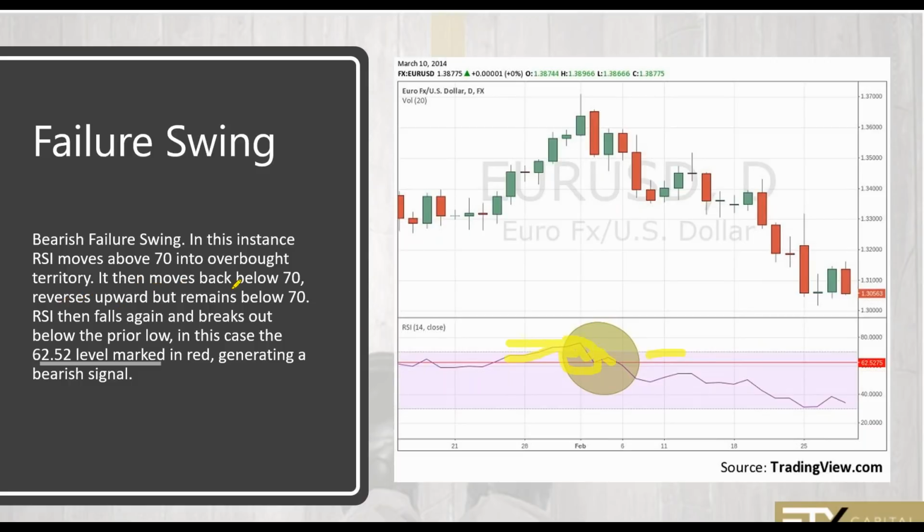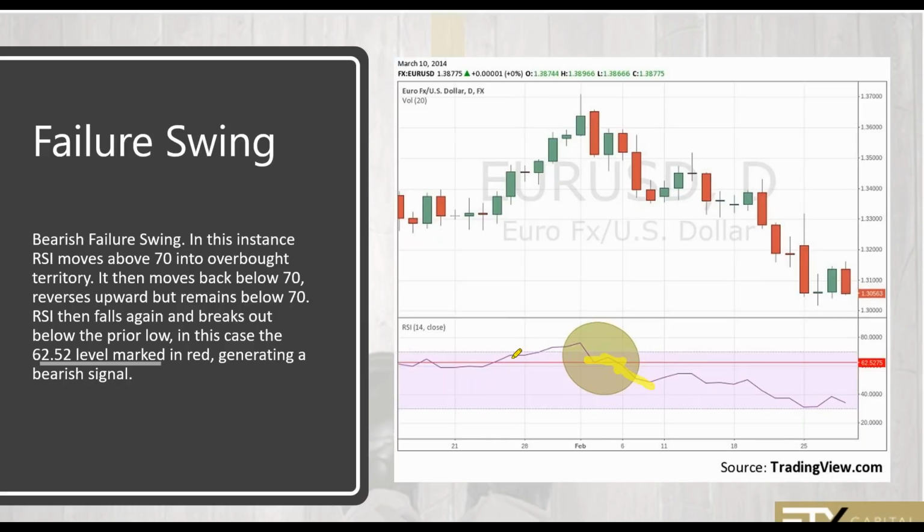And then it moves back below 70 and then reverses upward, but remains below the 70 level. It's not able to get back up and break through that 70 level. In this case, the 6250 level, let me get my markers up here so you can see it, which is right here on the red line, generated a bearish signal. So this was telling us a sell signal at this point.